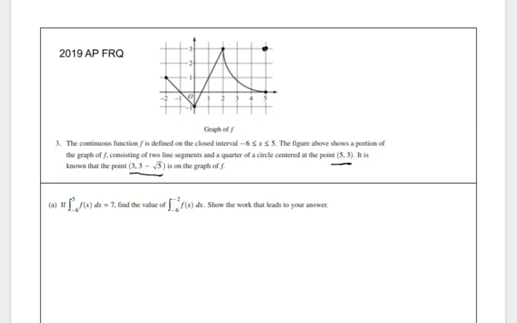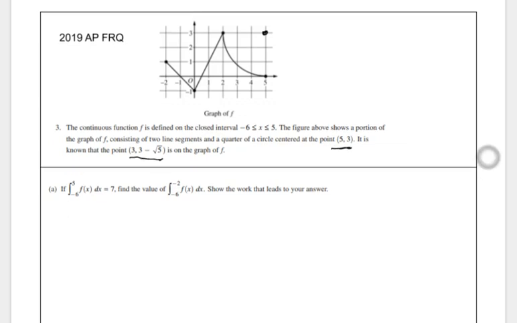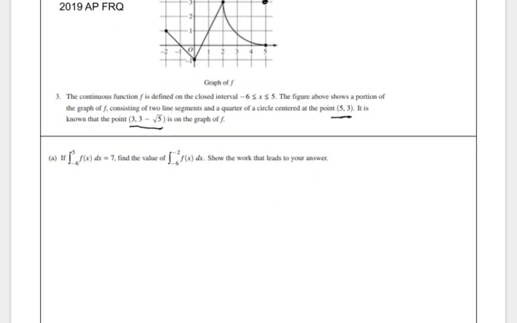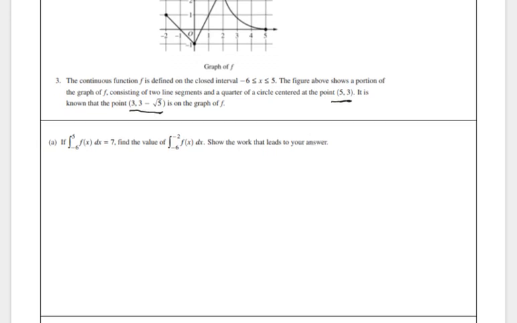So part A asks us to find the value of the integral from -6 to -2 of f of x dx. So again, you'll notice the graph doesn't go that far, but they did give us that the integral from -6 to 5 of f of x dx is 7. So that's going to be important. We're going to first use our properties of integrals to break that up.